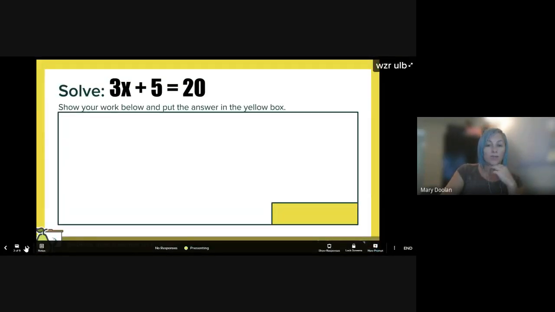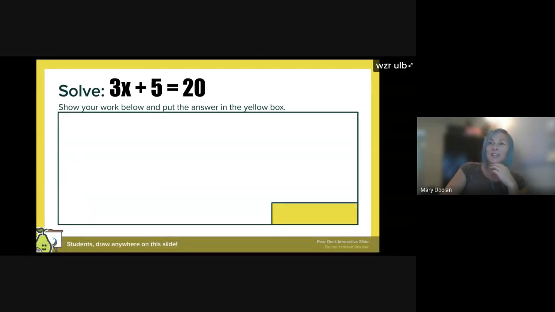Now I want you to think back to when you were in 8th grade and you were learning about this stuff. The equation 3x plus 5 equals 20. I want you to go ahead and try and solve that. This is an interactive slide, so you're going to be over in your Pear Deck tab. You have tools to draw with and tools to type with, and you're going to solve 3x plus 5 equals 20. I'm going to give you a few minutes to do this.